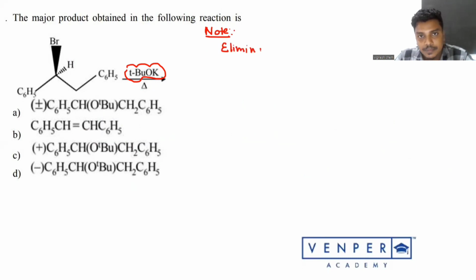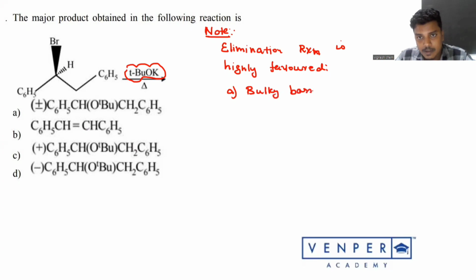The elimination reaction is highly favored. Now, please note, number 1 point: bulky base. Which is a bulky base? Tertiary butoxide is a bulky base. Okay. And second one, high temperature. Now in this equation, the tertiary butoxide is a bulky base and temperature is given.